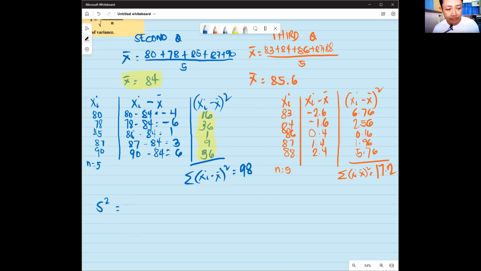So we will have here the summation of this. Here, the summation that you got, that's 98, divided by the total number of data, which is 5. Press it in your calculator, please. Type your answer in the chat box. What is your variance? The variance is 19.6. We already got the variance earlier. 19.6. Okay.